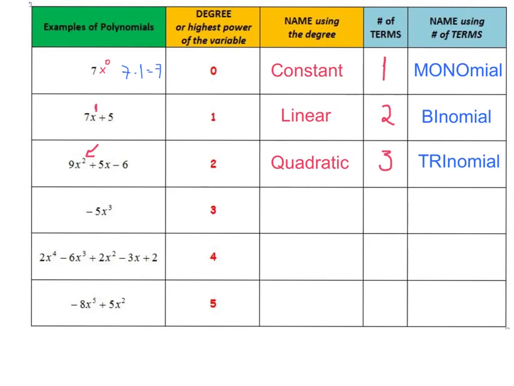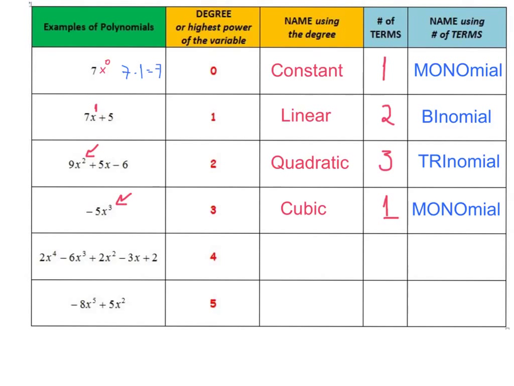Now, let's analyze the next example. It's a 3rd degree polynomial. Take a look. Again, the highest power has 3 as the exponent. That's why it is 3. So the name using such degree is cubic. And because this one also has 1 term, this example, negative 5x to the 3rd power, it is simply a cubic monomial.